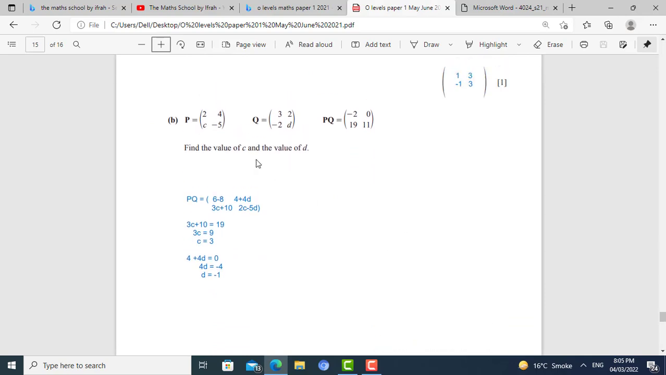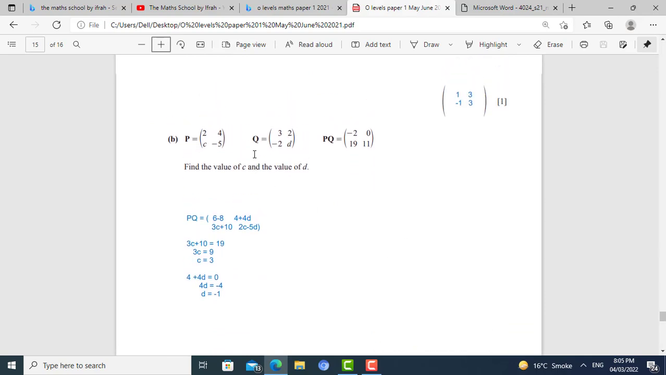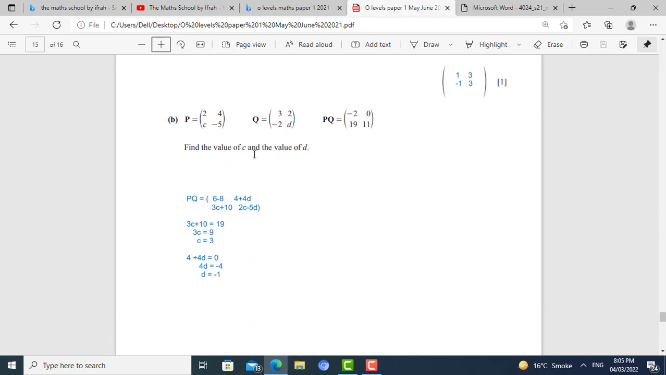Now let's have a look at part B. Find the value of c and the value of d. Now p is 2, 4, c minus 5, q is 3, 2 minus 2d and pq is this. Now when we multiply p and q we get 6 minus 8, 4 plus 4d, 3c plus 10 and 2c minus 5d. So 3c plus 10 is equal to 19.